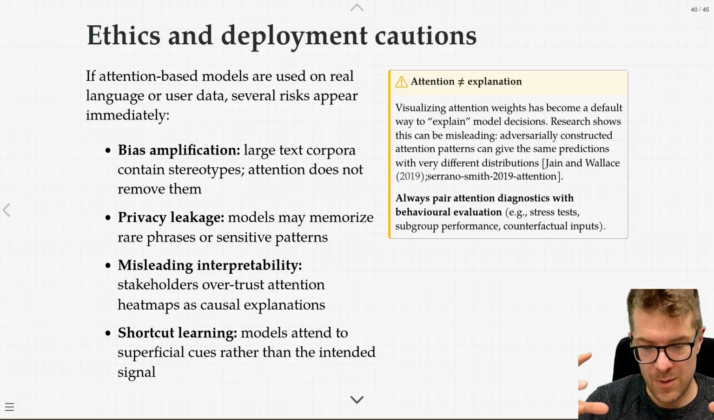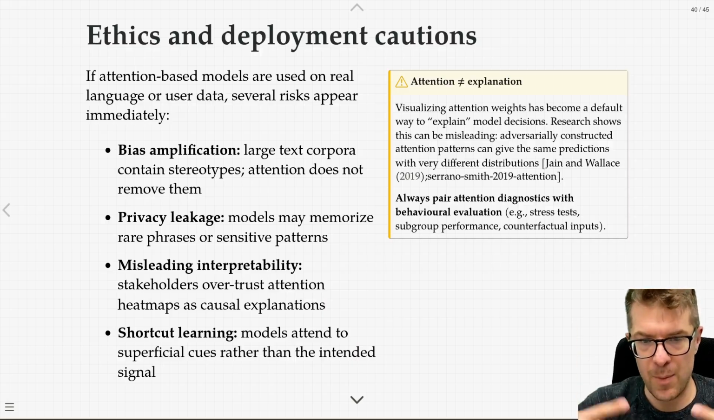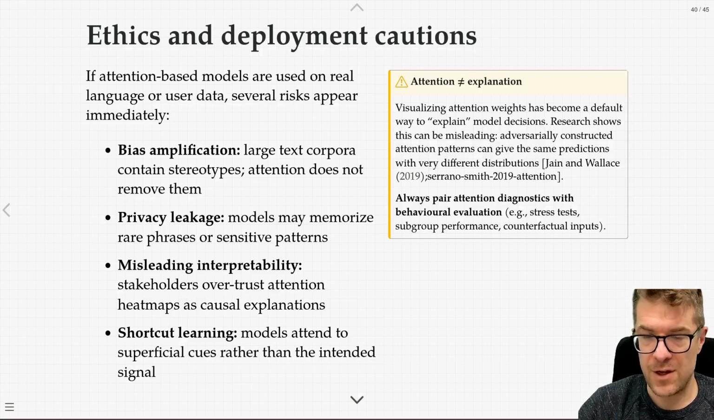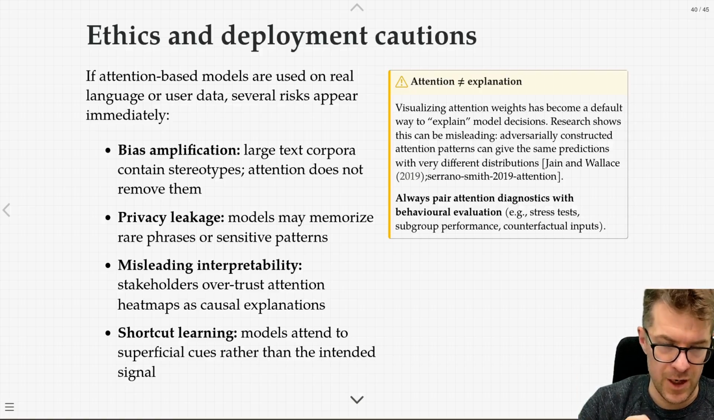Attention mechanisms are more parameters I'm layering on top of my existing architectures. The more parameters I have, the greater the risk of memorization, which is going to be a problem for privacy.